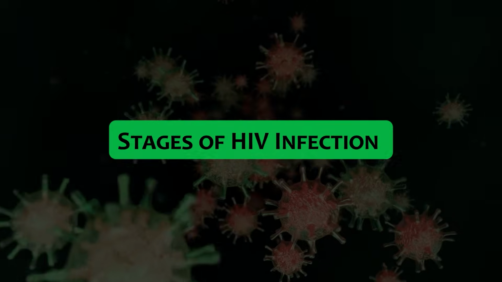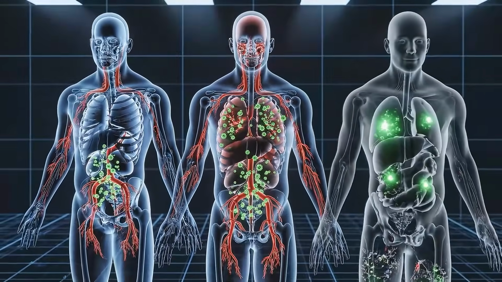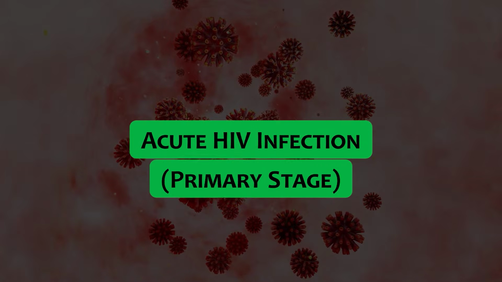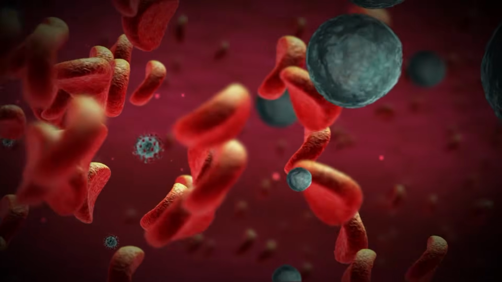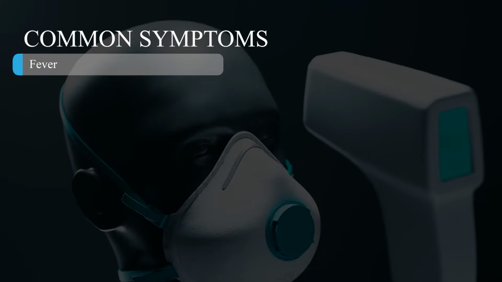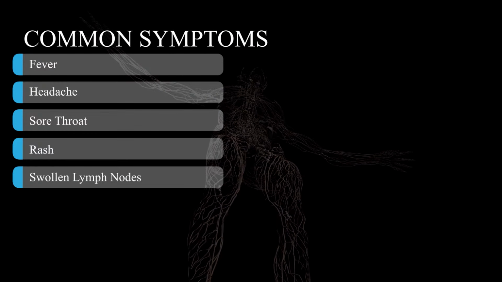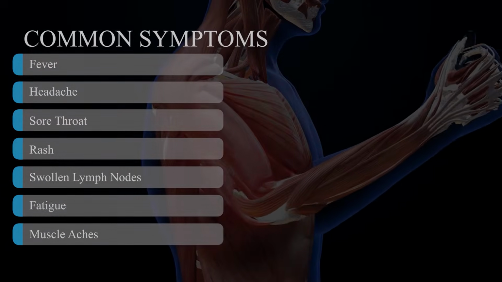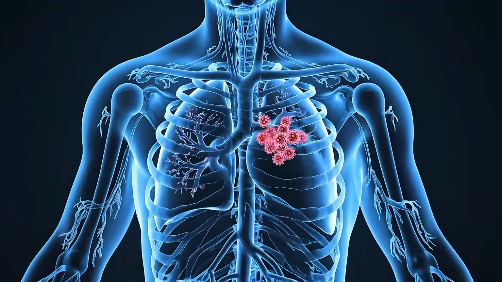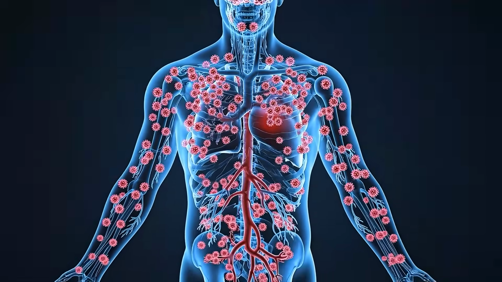Stages of HIV infection. HIV infection develops in 3 main stages, each with different symptoms and effects on the body. Stage 1. Acute HIV infection, primary stage. This stage occurs 2 to 4 weeks after infection. Many people experience flu-like symptoms. Common symptoms: fever, headache, sore throat, rash, swollen lymph nodes, fatigue, muscle aches. These symptoms occur because the immune system is reacting strongly to the virus. Important fact: during this stage, HIV spreads very easily because viral levels in the blood are extremely high.